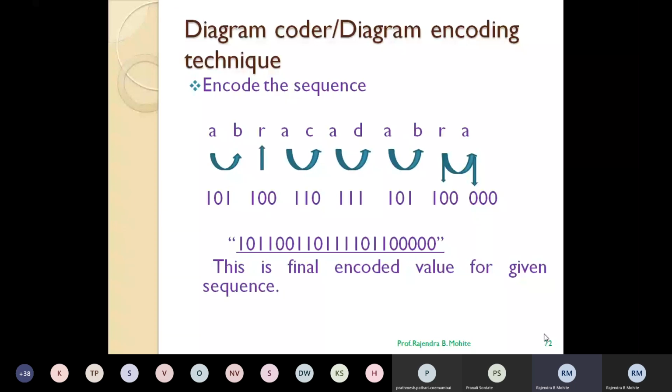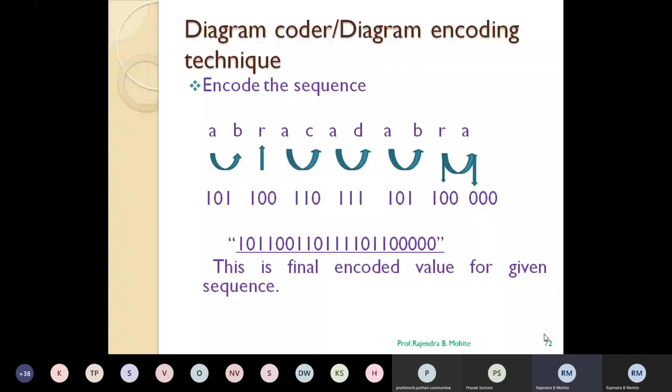So for R, my code is 100, and for A, my code is 000. So my encoded sequence for the given alphabets is 101, 100, 110, 111, 101, then 100, 000. So this is the sequence for the given alphabet, or given source, we can say. So likewise you can encode. Similarly you can decode here.